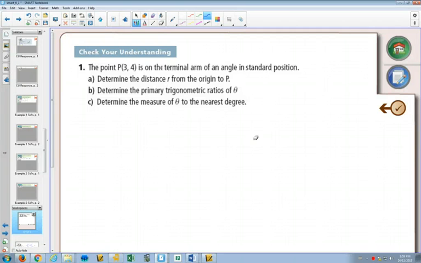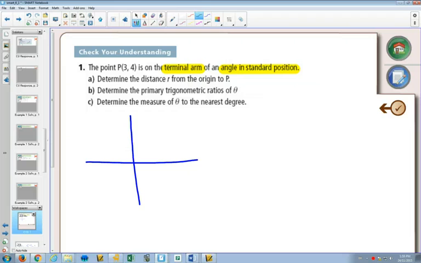All right. So we're going to draw a picture of this. We've got a point (3, 4) on the terminal arm of an angle in standard position. So first thing we have to do is decode some of the language here. It's an angle in standard position. Where does that start?